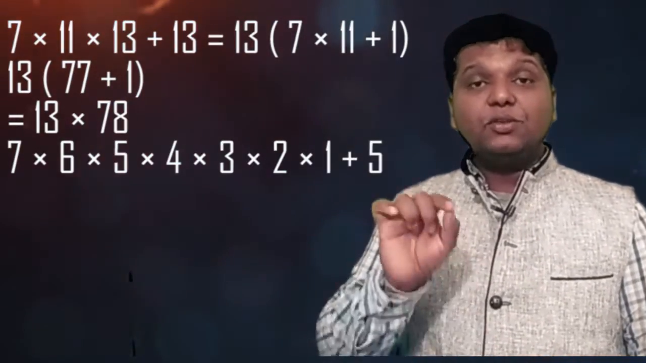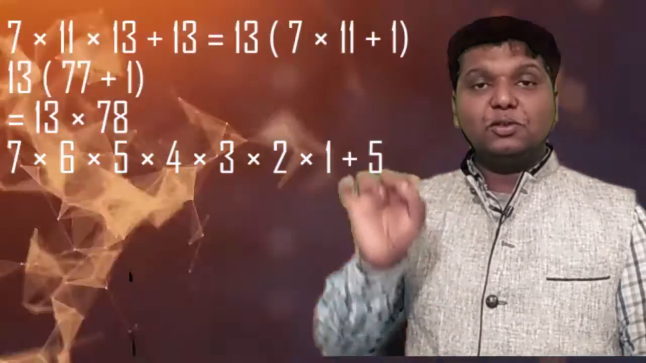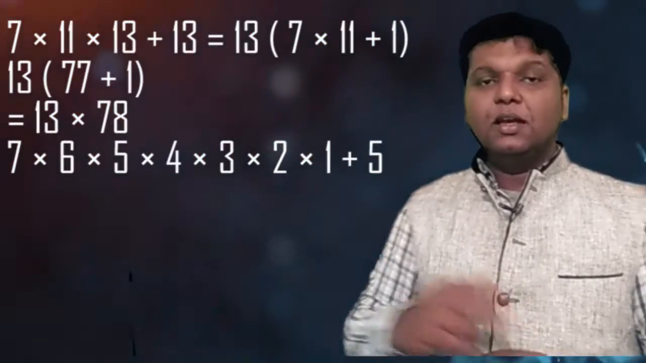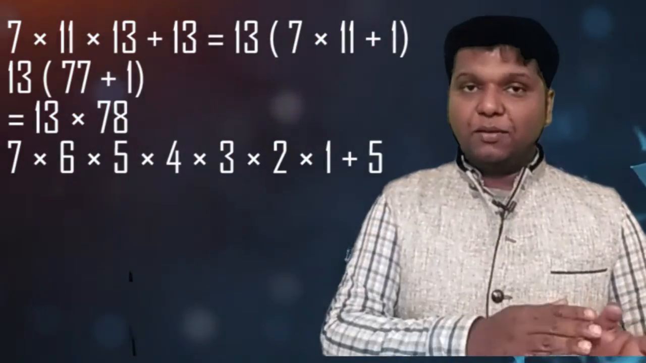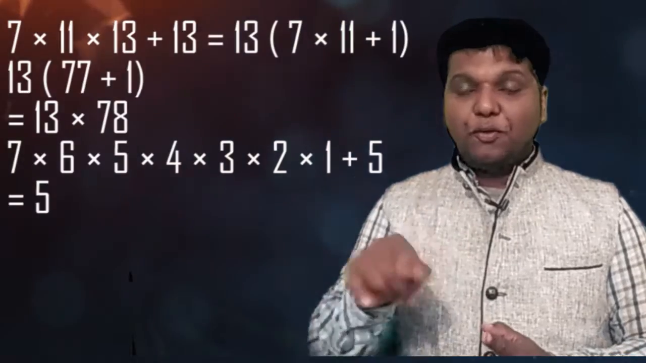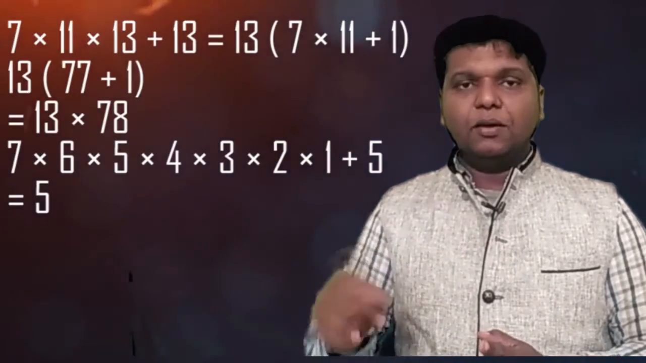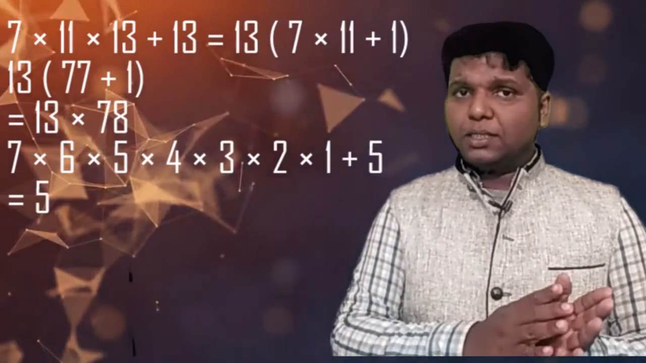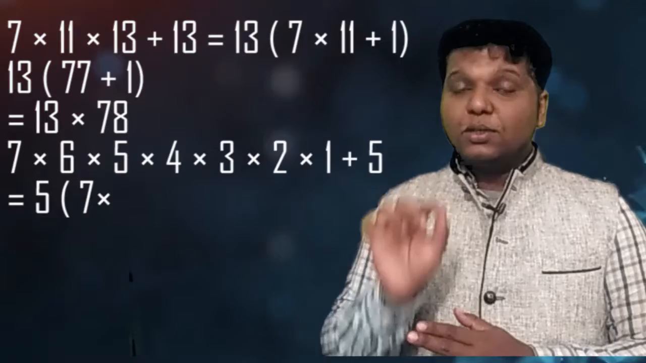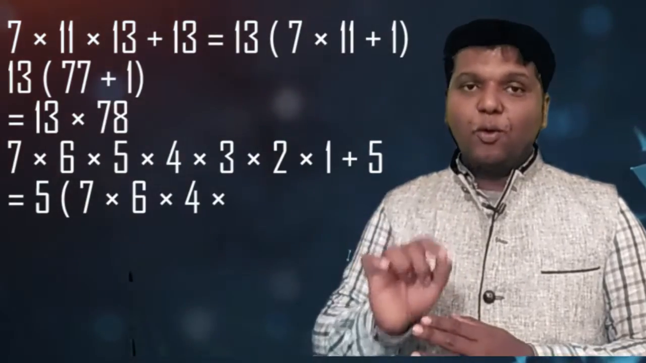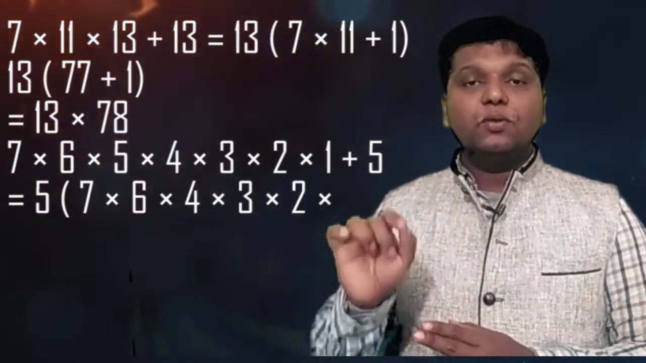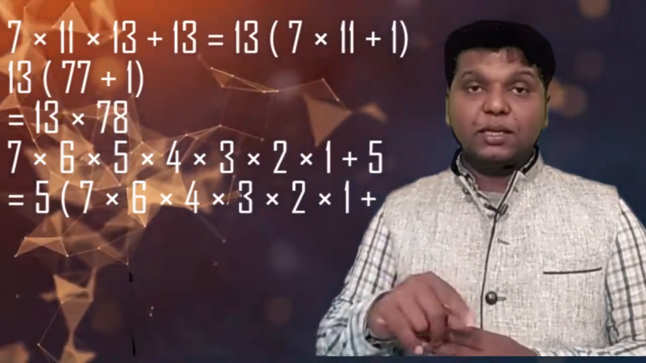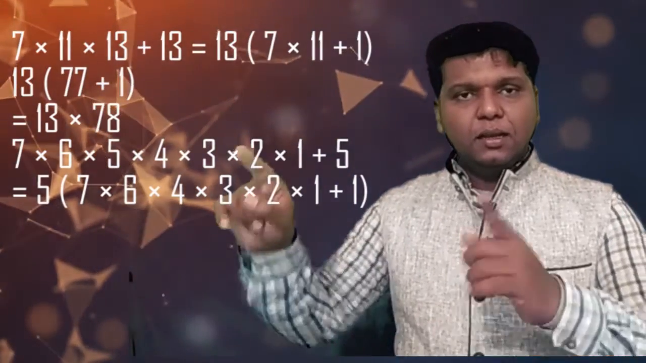See there, 7 into 6 into 5 into 4 into 3 into 2 into 1 plus 5. In these two terms, 5 is common. Take it out. When you're bringing this 5 out, what will happen? Within brackets, 5 into, then bring it. You already took 5 outside. Now there is no 5 inside this one, right? So 7 into 6 into 4 into 3 into 2 into 1. Plus this one, you already took this 5 outside, so there will be only 1 left there within brackets.